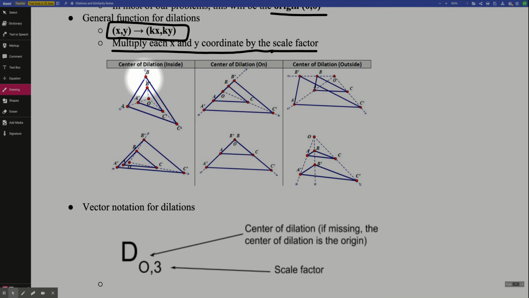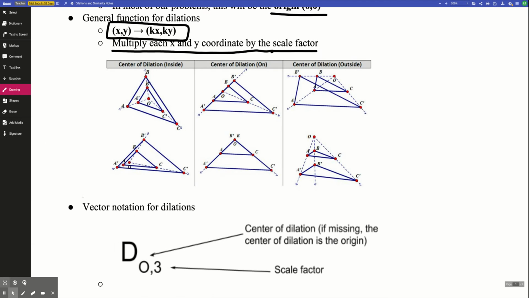So, for example, if I'm making my original triangle here in the middle larger, the bigger the scale factor is, the further out all of these points, point B, point A, and point C, will go along this line. And they'll also shrink along this line as well. It's giving you a direction and showing you how the figure is changing.